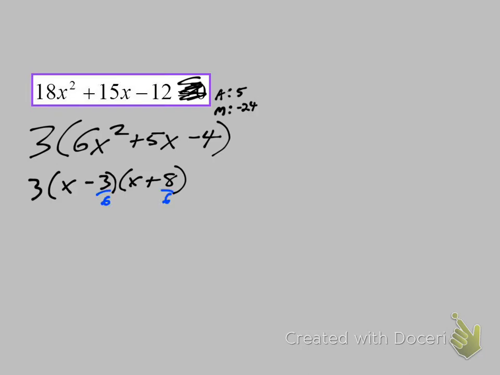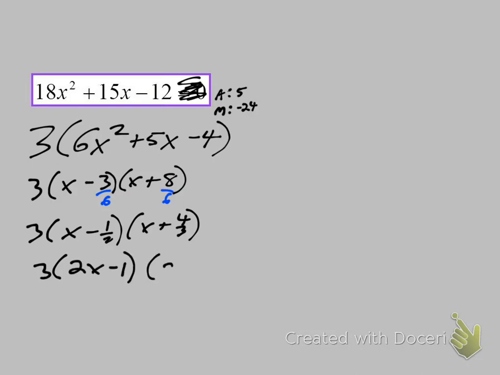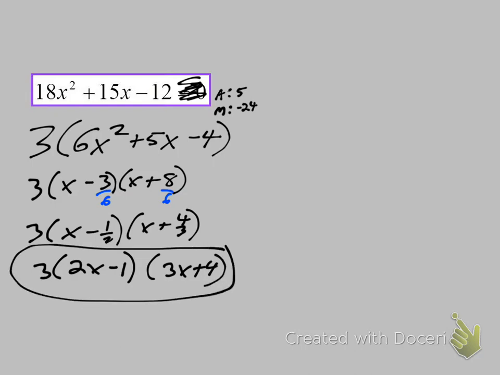Now you do your bottoms up step. Do 6 and 6 here. Reduce them if you can. So 3 parentheses x minus 1/2, x plus 4/3, and move them up. So 3, 2x minus 1, and 3x plus 4.